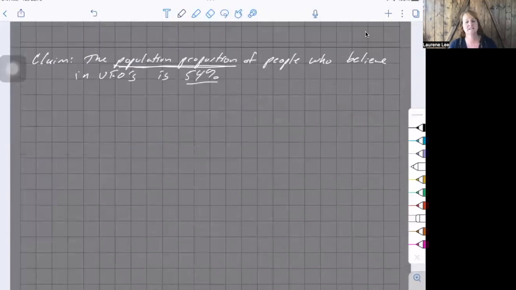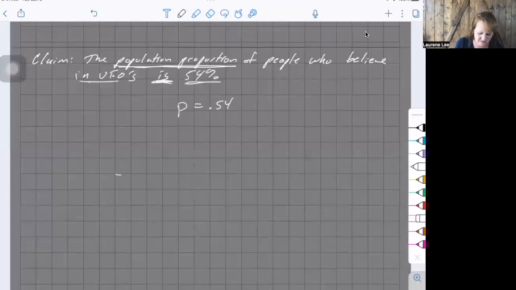Yes, no, it's binomial. So now I'm not talking about population mean, I'm talking about a population proportion. So I'm going to use the value P because that's what you use for population proportion. And the proportion of people who believe in UFOs is 54. Now, this is not greater than or less than, it's exactly 54. So this is going to be P equals 0.54.